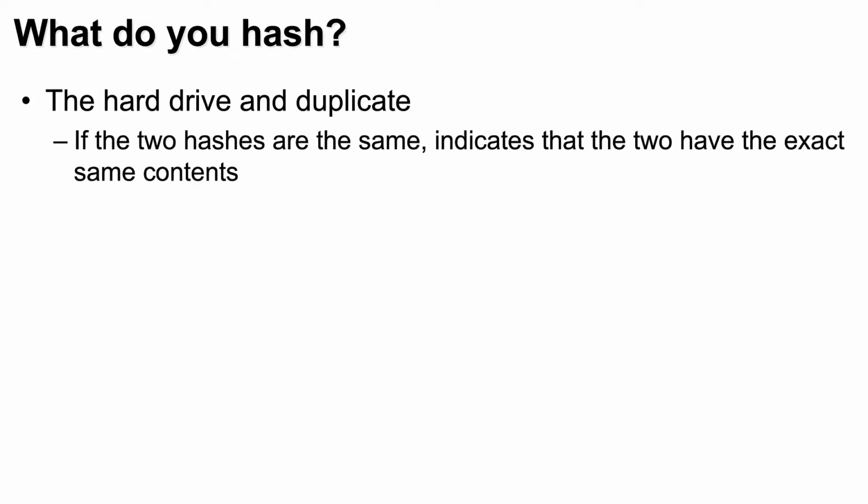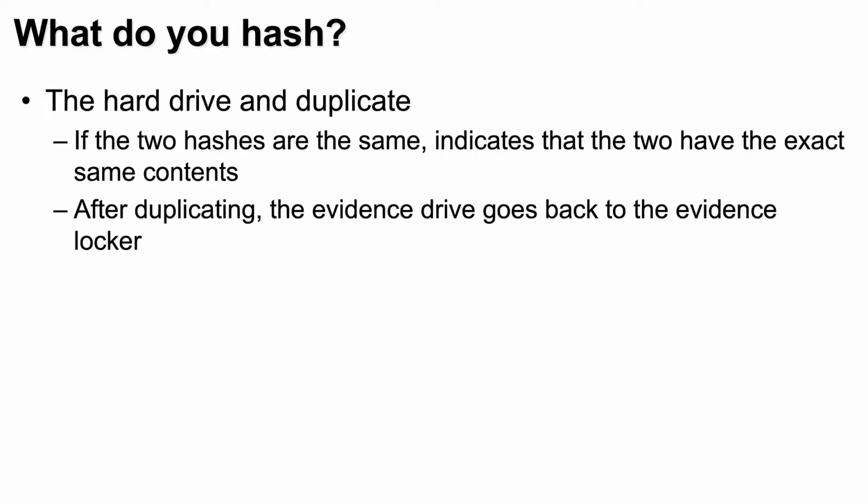So what do you hash exactly? Well, we've already talked about that we hash the original, that is the hard drive, and we create that bitstream copy of every bit on the hard drive, and then of course we also hash the copy of it. So the hard drive and the duplicate you hash, and if the two hashes are the same, it indicates the two have the exact same contents. That's critical. And after hashing the original, that evidence drive goes back to the evidence locker. And then you complete the chain of custody form.